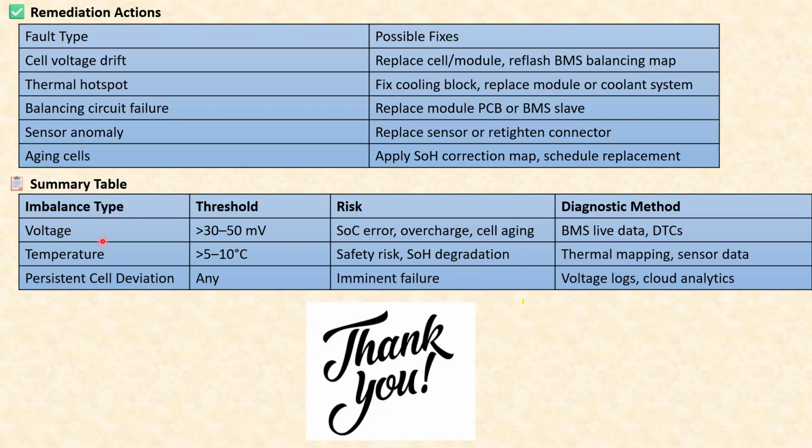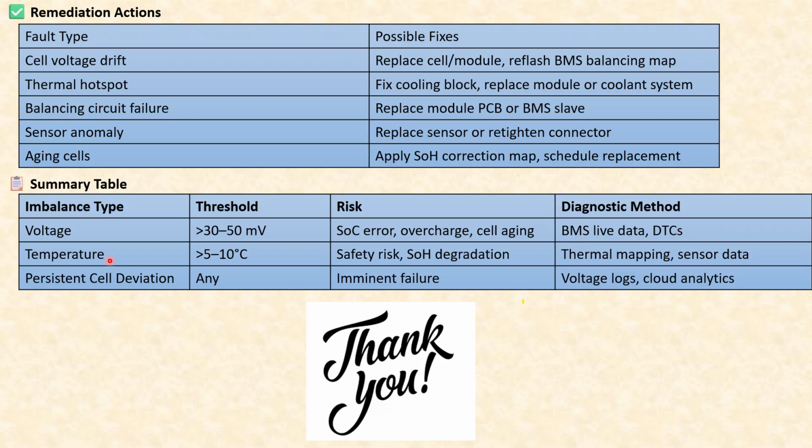Now talking about the summary table. Okay, we'll talk about the imbalance type, the threshold, the risk, and the diagnostic method. When voltage imbalance is greater than 30 to 50 millivolts, the risk is SOC error, overcharge, and cell aging. The diagnostic method is BMS live data or diagnostic trouble codes.